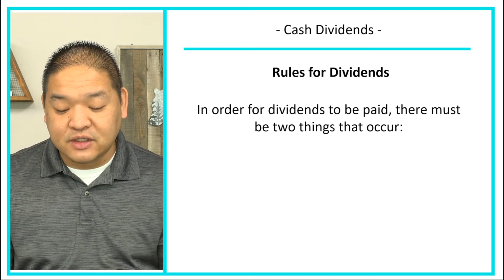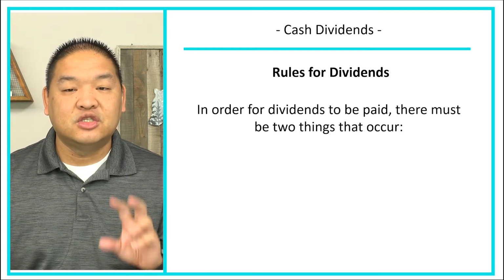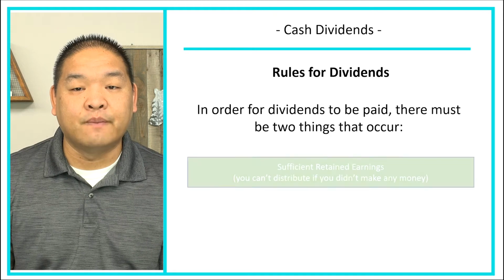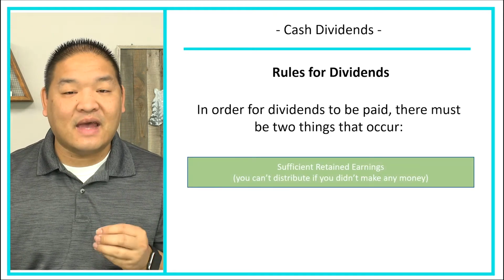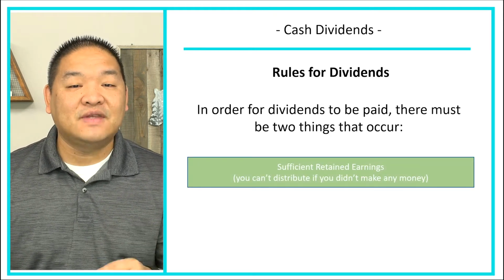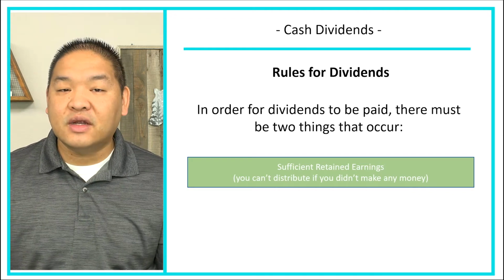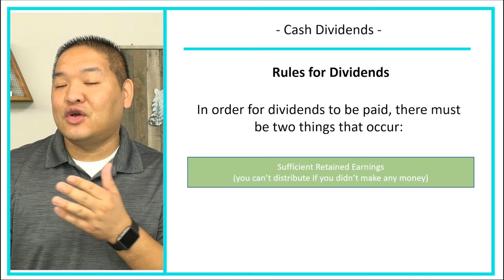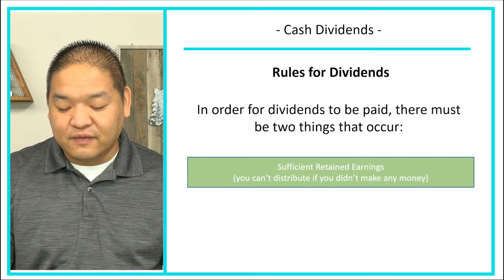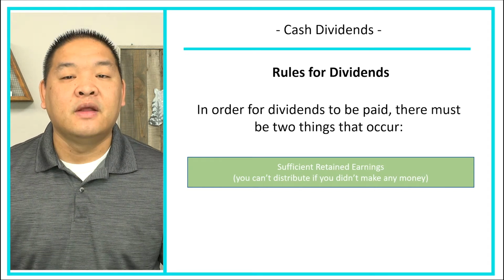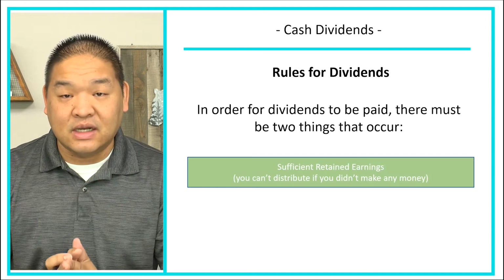In order for dividends to be paid, two things have to occur. The first one is that the company must have sufficient retained earnings. They have to have earnings to be able to distribute earnings. So if they don't have any earnings, they can't distribute earnings. You can't distribute if you don't make any money. That doesn't mean that companies haven't done it in the past.